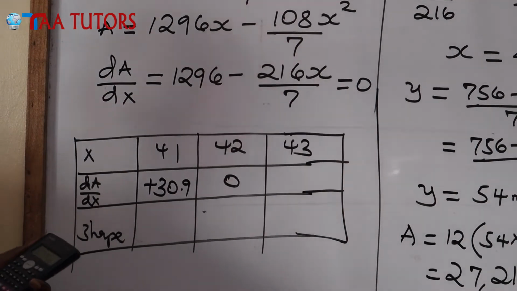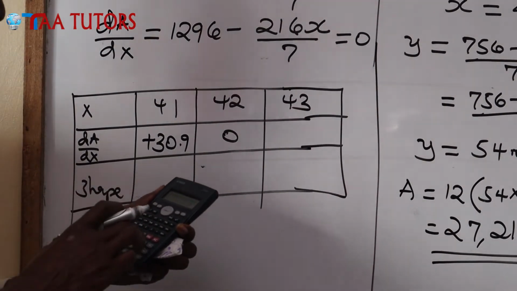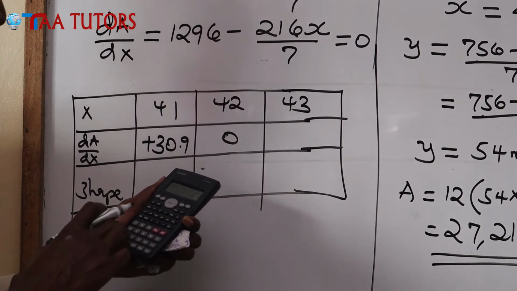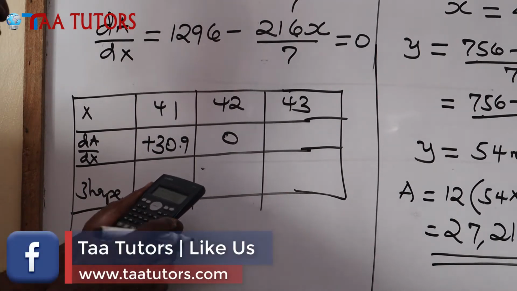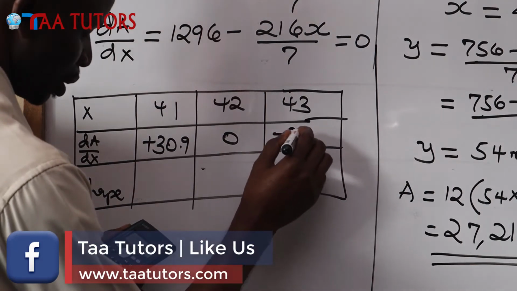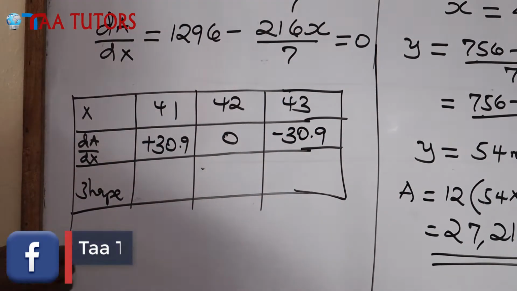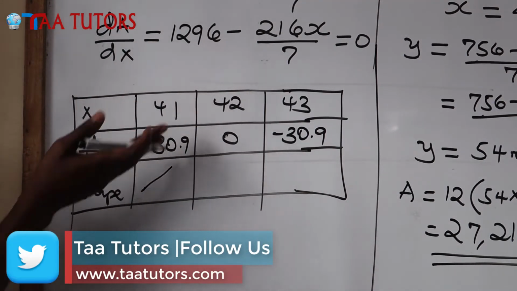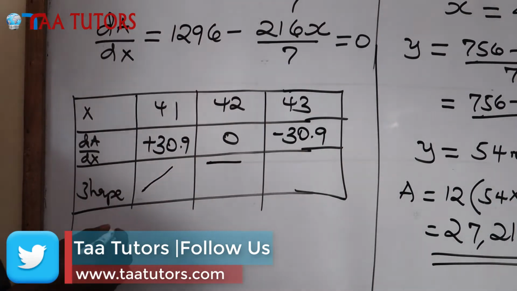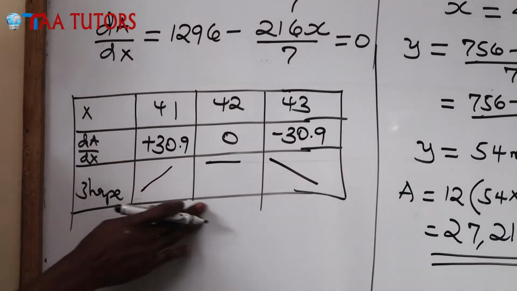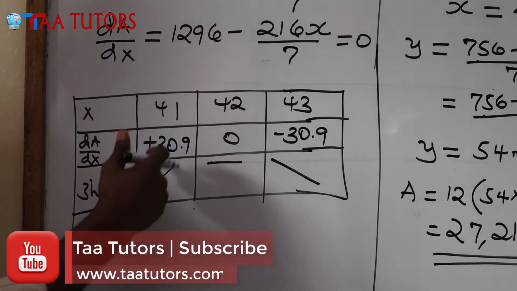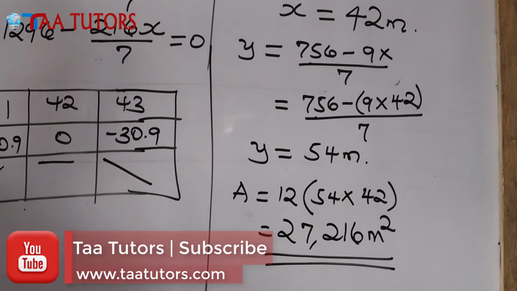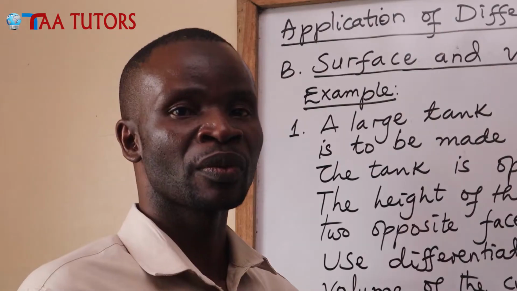If I round out to one decimal place, then if I say 216 times 43 divided by 7, so 1296 minus answer, I get negative 30.9 if I round out to one decimal place. So the gradient here is slanting positively. This is horizontal, and then that is that. So we can confirm that the gradient is changing from positive to 0 to negative. That is a maximum turning point. So it means that the area we have got here is actually the maximum area.